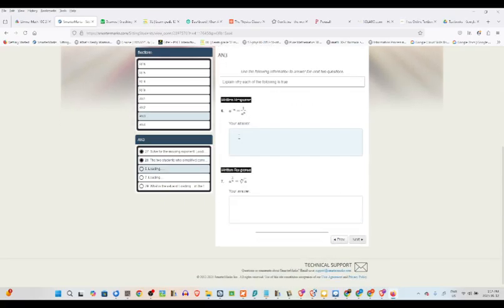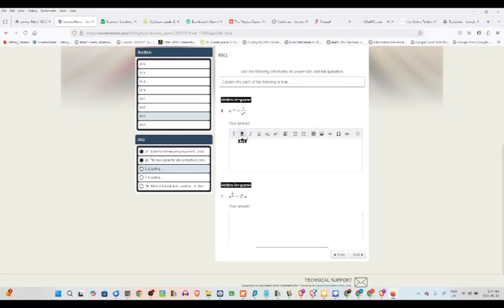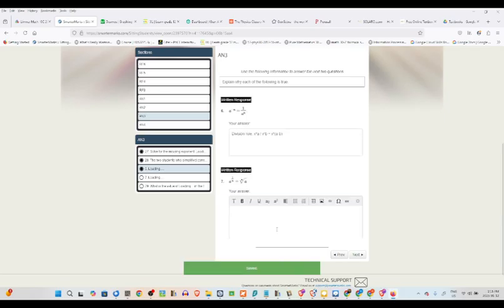Now here, more written response. Explain why each of the following is true. This is a result of the division rule. We've done the notes in class. If you have x to the a over x to the b, that is x to the a minus b. You put that in brackets. So if we take this where one of the terms is 0, this term comes out of it.